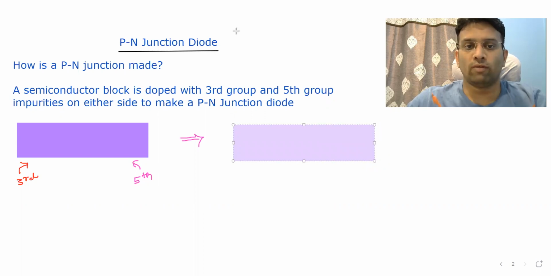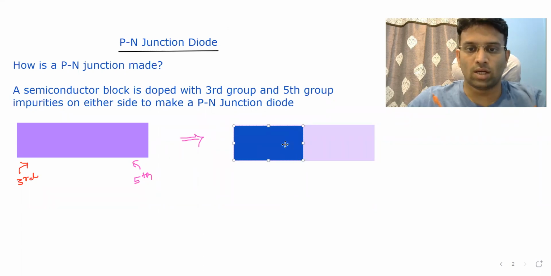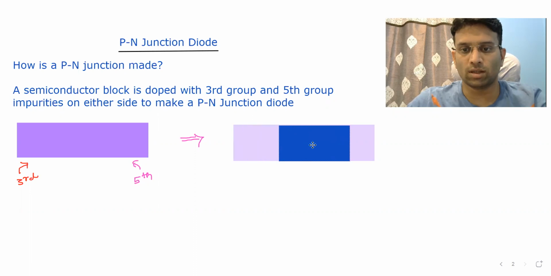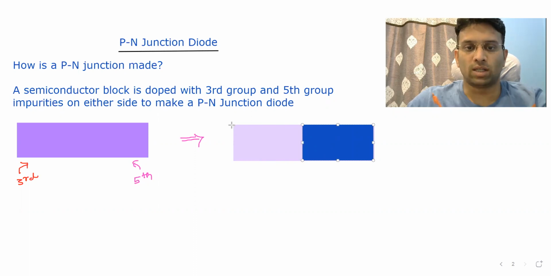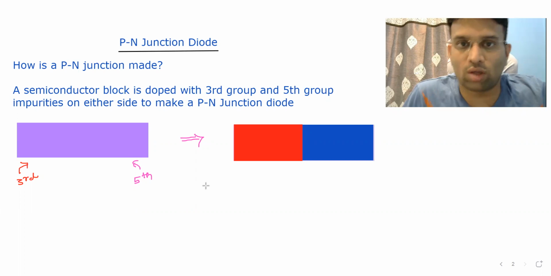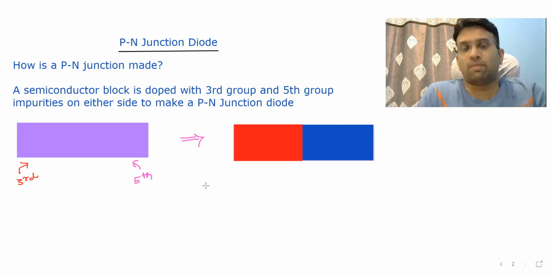Since we have made one of the sides P type, by doping it with the third group elements, I will color it differently. It is better that the N side is colored blue, it just looks better, and this side is P. Please understand, these are not two blocks kept side by side, but they are two sides of a single block which are turned P and N separately.